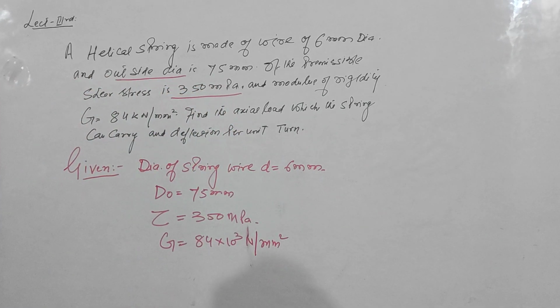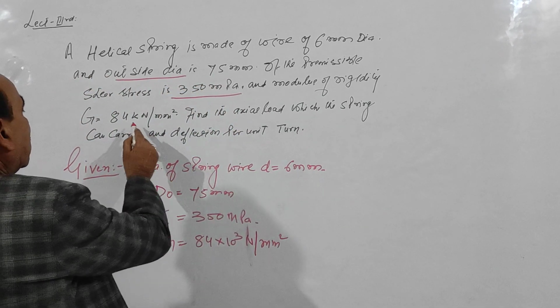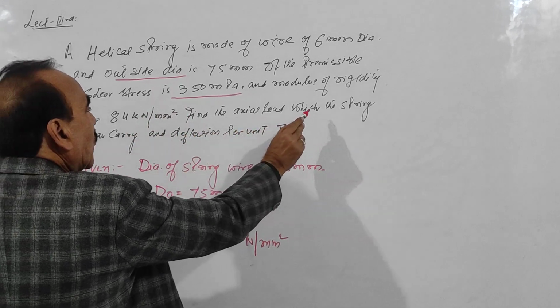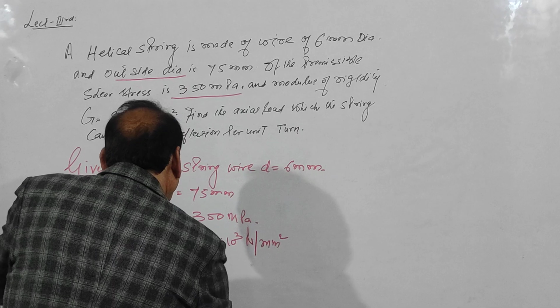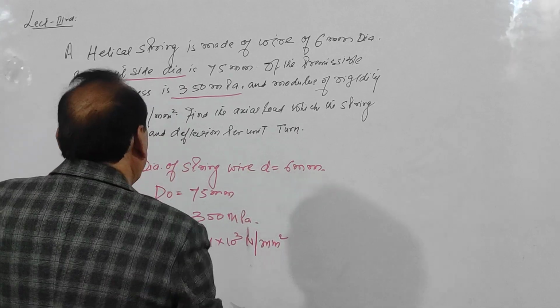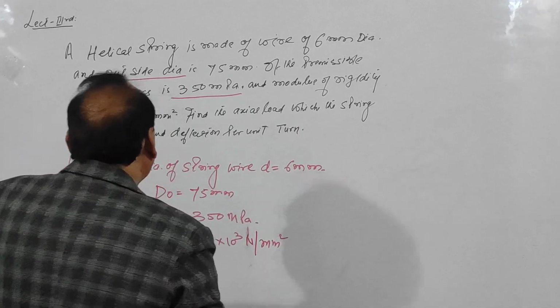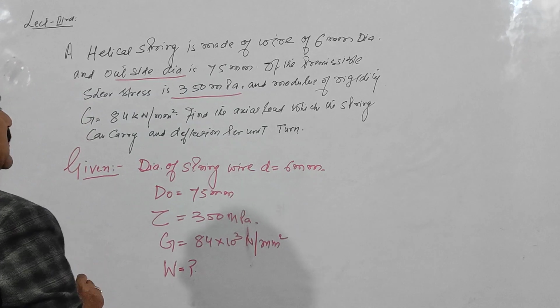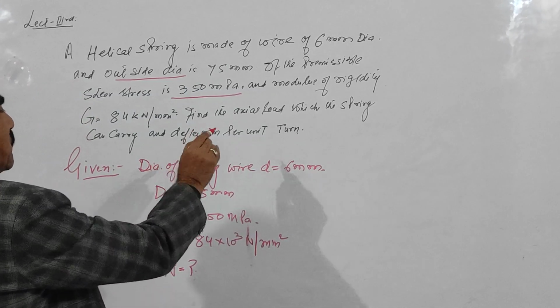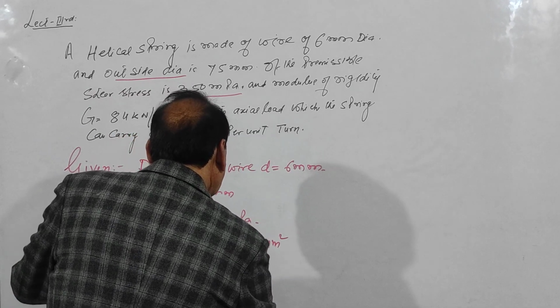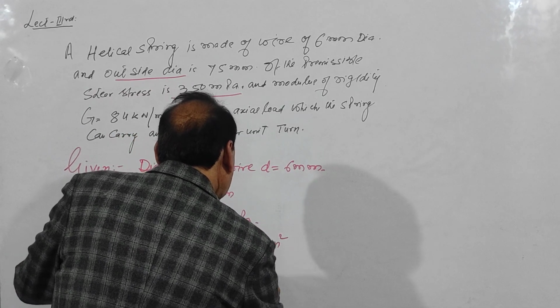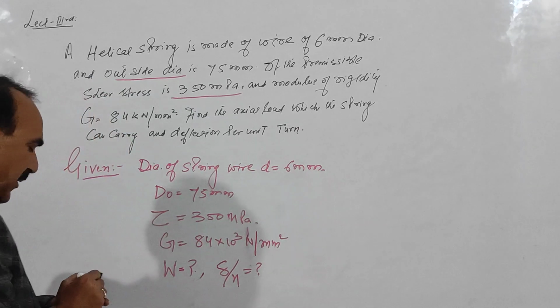And what we have to calculate? Yes, see, what we have to calculate? Find the axial load which the spring can carry. So axial load, W I will denote as the axial load. So this we have to calculate. And the second one is deflection per unit turn. So what is deflection per unit turn? Delta upon N. This we have to calculate.